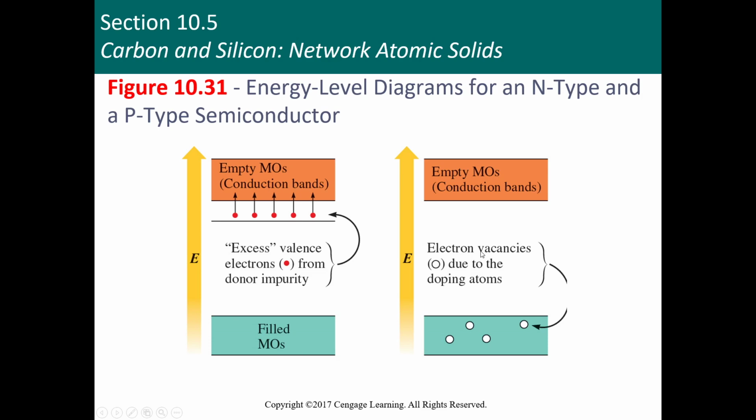Right here, we're going to have electron vacancies due to our doping atoms having fewer valence electrons. And so this is actually going to have these lower energy filled molecular orbitals not be completely full. They're going to have empty spots that we can have electrons move into.